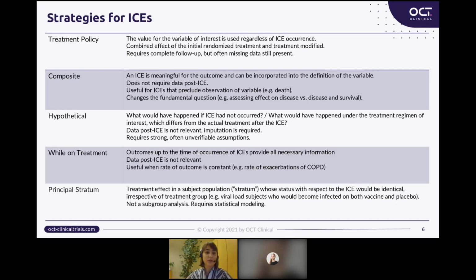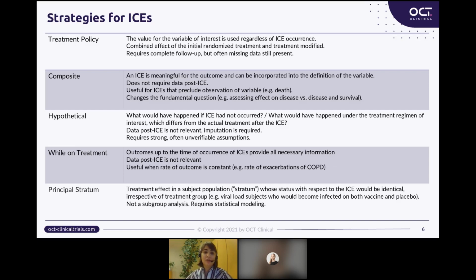The addendum outlines 5 possible strategies for handling intercurrent events. The treatment policy strategy uses the actual values of the variable regardless of whether the intercurrent event occurred. The treatment effect targeted by such an estimand would be a combined effect of the initially randomized treatment and treatment modified as a result of the intercurrent event.